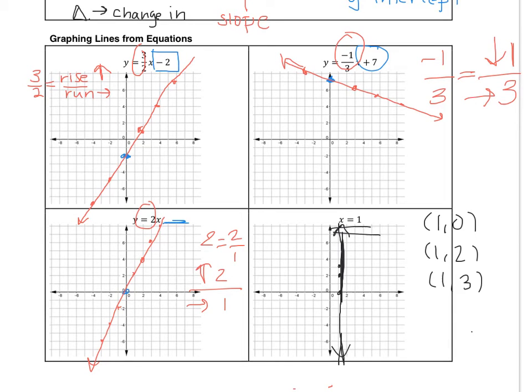Okay. When you have x equals, that's a vertical line. And if you have y equals, well, we know how to do y equals.